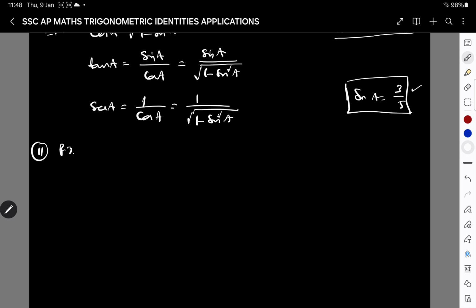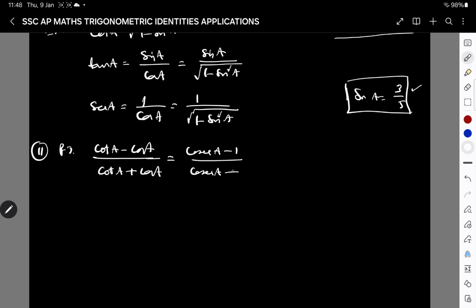Prove that cot A minus cos A by cot A plus cos A is equal to cosecant A minus 1 by cosecant A plus 1.